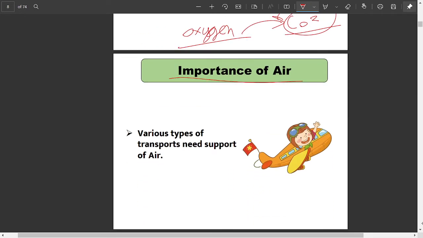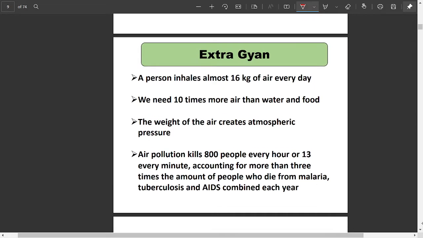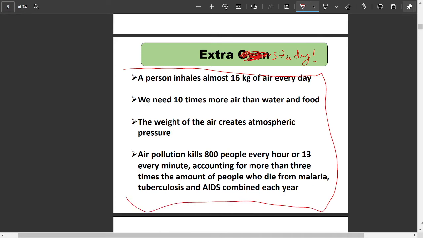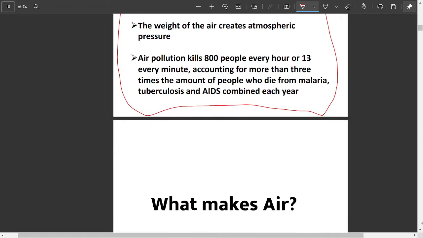Now the next importance of the air: various types of transports need the support of air, like aeroplanes and so many vehicles. They help you in flying. A person inhales almost a certain amount of air; you can add it in your normal answers. So I'll not be making you understand this.